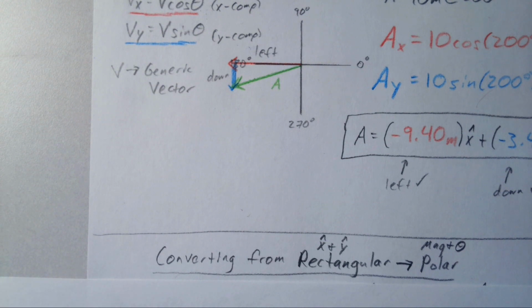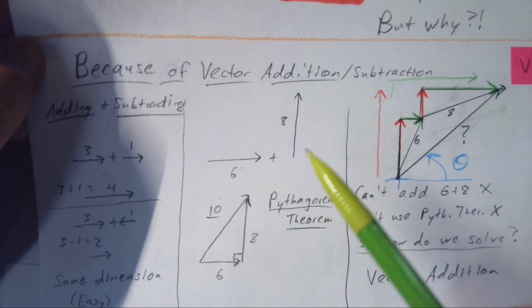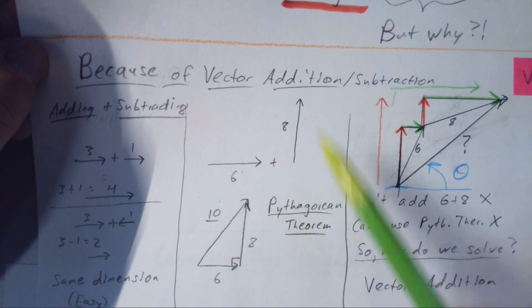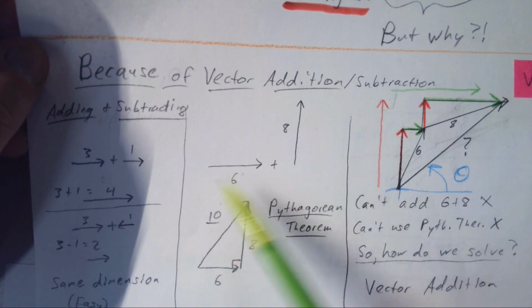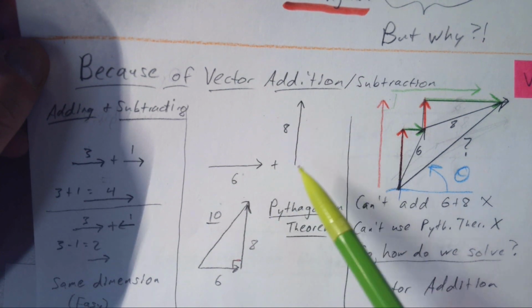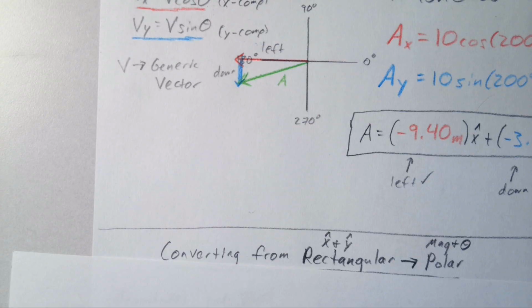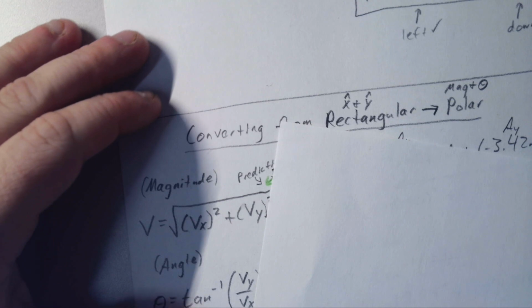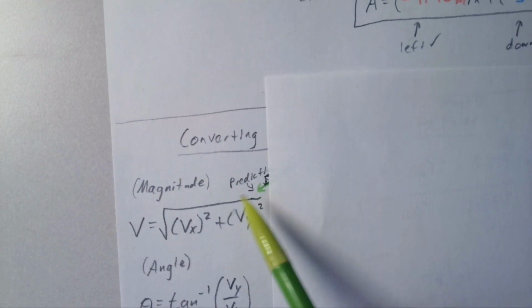If I go back to yesterday's notes real quick, the reason we can't just add the negative 9.4 and negative 3.42 is that they're not in the same direction. But because we split the two numbers into how far you're moving right or left and how far you're moving up and down, we can create a triangle, and we can use the Pythagorean theorem. So that's basically what we're doing. So here's the equations over here. Don't worry about this, I'll go over it in a second.